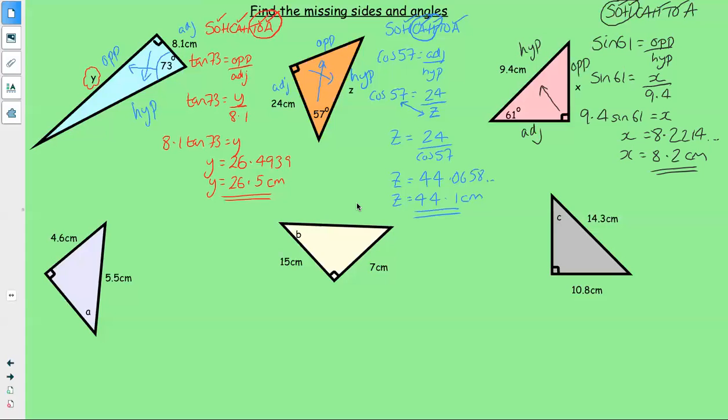Right, down to the bottom. So hypotenuse, opposite, adjacent. Slightly different this time because I am working out an angle here. I've got the length of two sides, and I want to work out that angle. So I'm going to tick the hypotenuse, and I'm going to tick the opposite because I know both of them. The SOH part and the sin ratio is what I'm really going to use. So it's sin A, don't know what A is, equals opposite over hypotenuse. Sin A equals 4.6, all divided by 5.5.